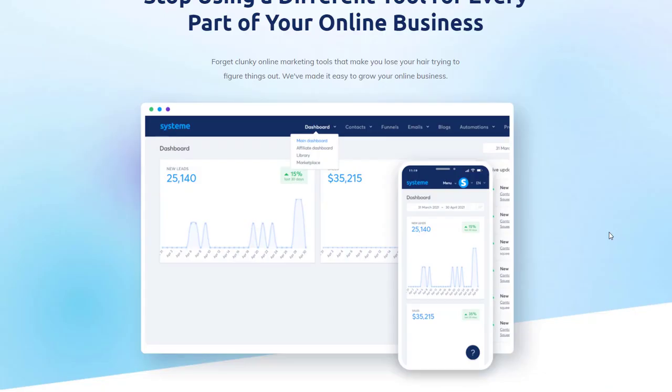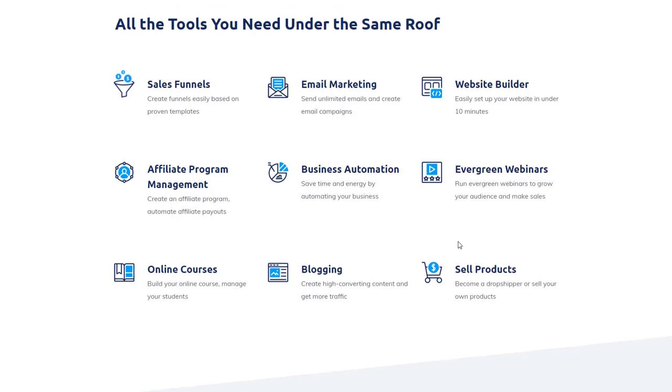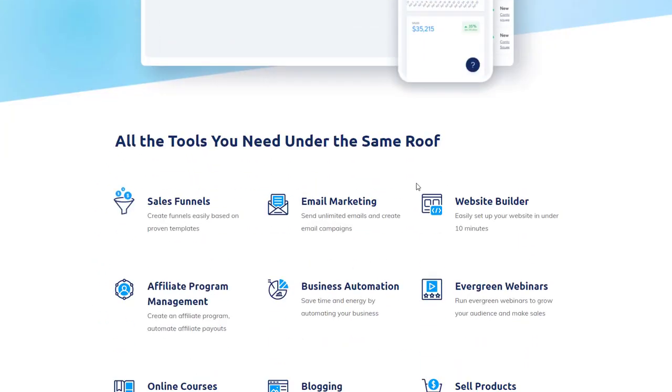So let's take a quick look at the sales page. Now basically you have a number of applications inside the same software, so you can create sales funnels. It allows you to do email marketing. There's a website builder here. You can actually create your own affiliate programs. You have some business automations here. You can create evergreen webinars. You can create online courses. You can create a blog, and you can sell your own products. So there's a wide range of applications here for those who are going to be an affiliate marketer or actually want to come along and create your own courses.